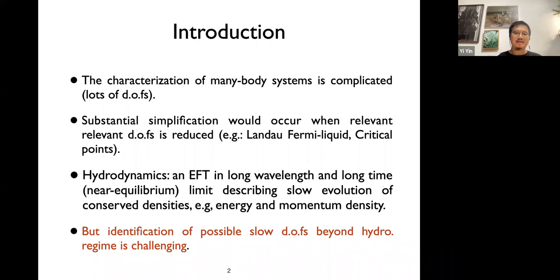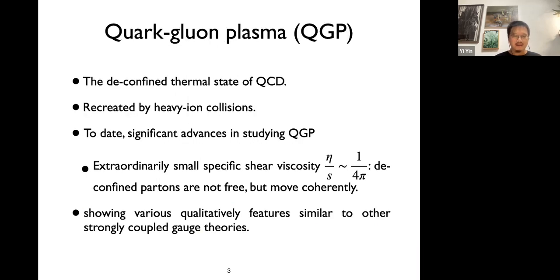Also in these cases, the relevant degrees of freedom, or the slow modes, are relatively simple to identify. They are nothing but the energy and momentum densities, which are conserved. Therefore, their damping rate will vanish in this so-called hydrodynamic limit. But the question I wish to discuss is the identification of possible slow modes beyond these hydrodynamic regions. In general, clearly this is a very difficult question, but I would like to report some progress, which I think is quite interesting.